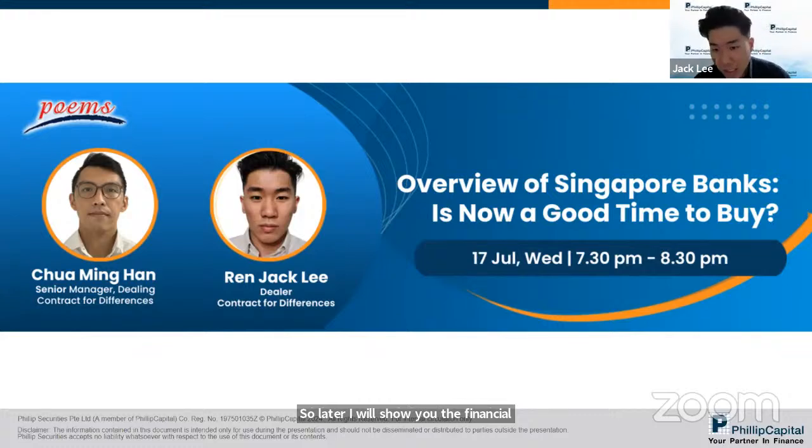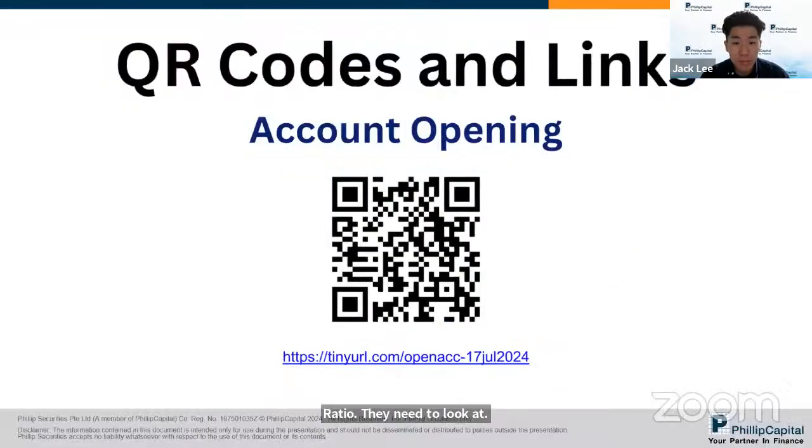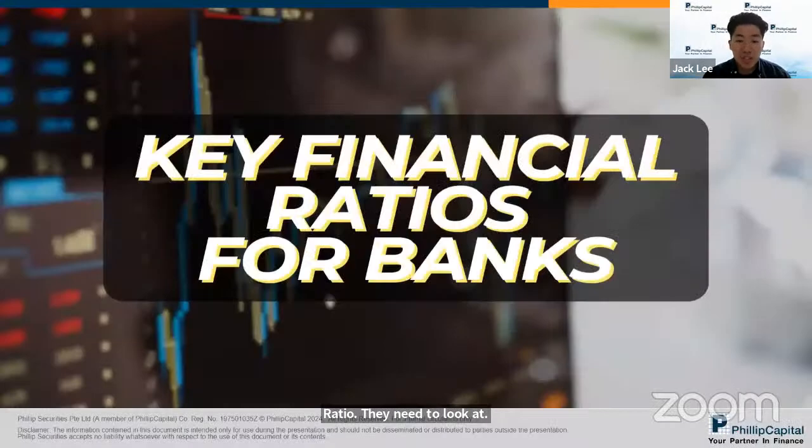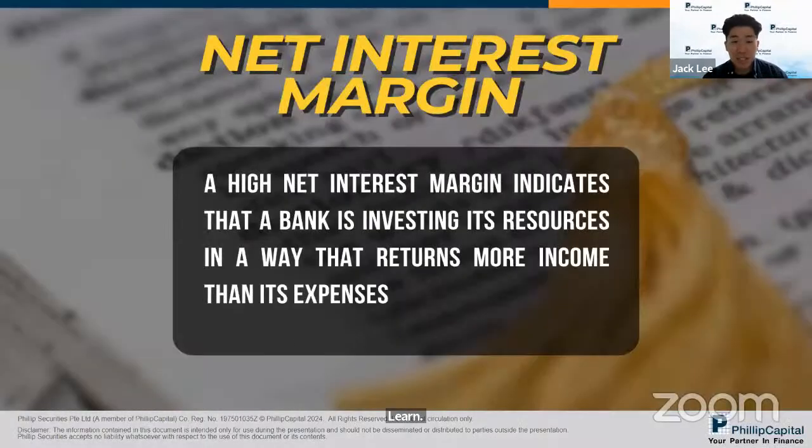But before that, I think a lot of people always look at banks, but they don't know what ratio they need to look at. Today I will talk more about the key ratios for the bank first before you get into all the fundamentals. So learn what you need to know first. Okay. So the first key financial ratio is net interest margin.